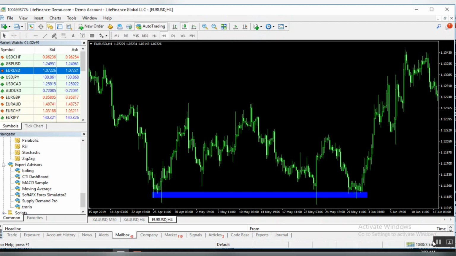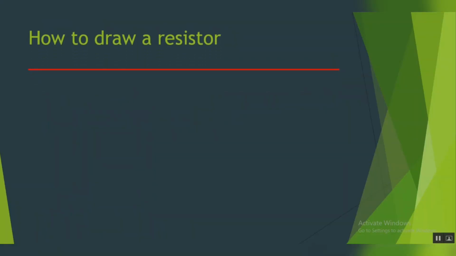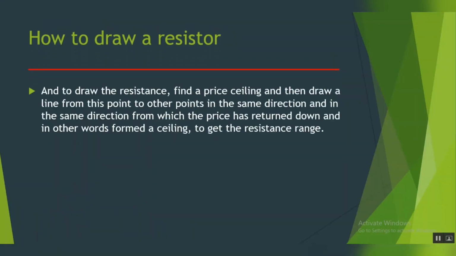How to draw a resistance. To draw the resistance, find a price ceiling and then draw a line from this point to other points in the same direction, from which the price has returned down, in other words, form the ceiling, to get the resistance range.